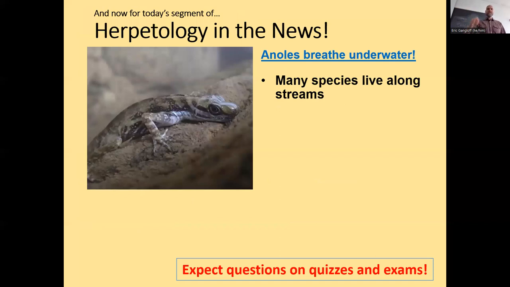All right, herpetology news. Here's a cool one. This came out a couple months ago. Anoles breathe underwater. I want to dedicate this one to my friend Princeton Vaughn, who likes anoles. So many species. The genus Anolis, Princeton, would you mind writing the word Anolis on the board down there? It is an incredibly speciose genus of lizards that includes 400-something species. It may be even one of the most speciose genera of vertebrates, if I recall correctly.